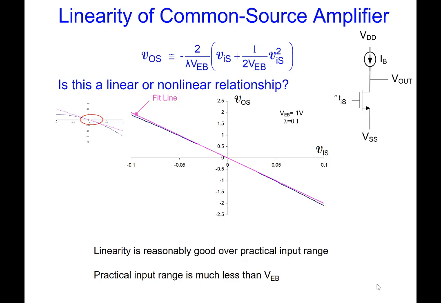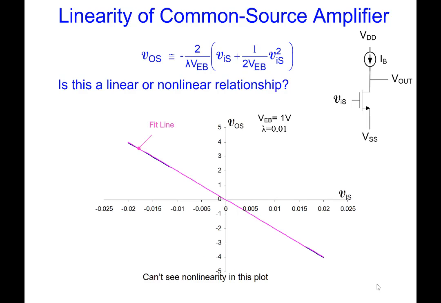So the practical input range for this structure is much less than V excess bias. V excess bias is the maximum input, but you have to divide that range by the gain of your amplifier to see what your input range of interest is. So here we're putting a small signal input of plus or minus 20 millivolts. We've designed it with an excess bias of 1. And we really don't even see the nonlinearity in this plot here.